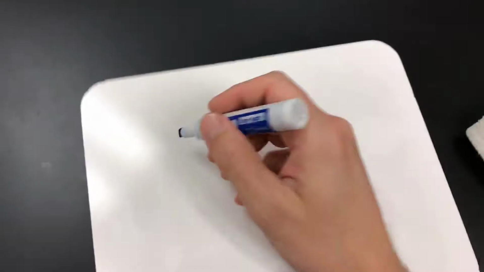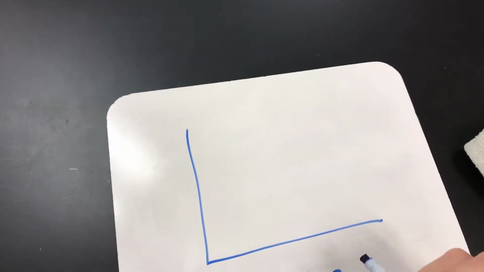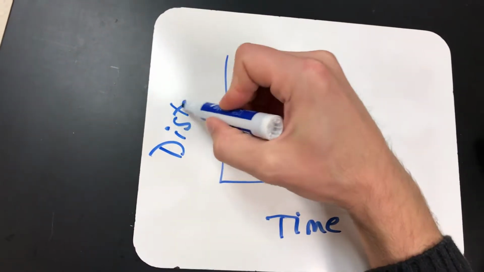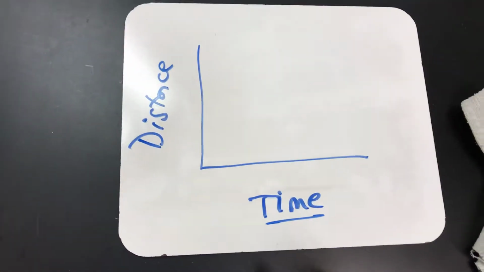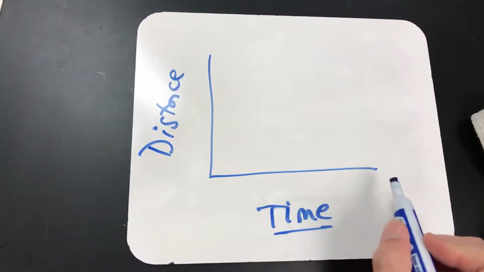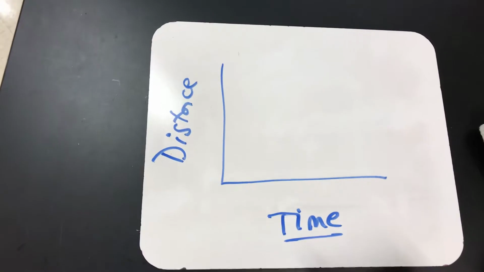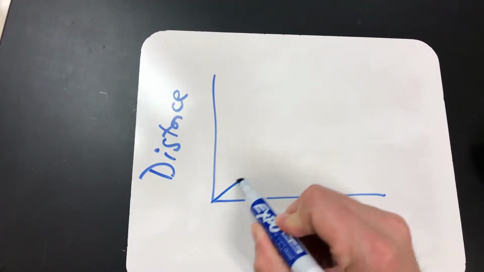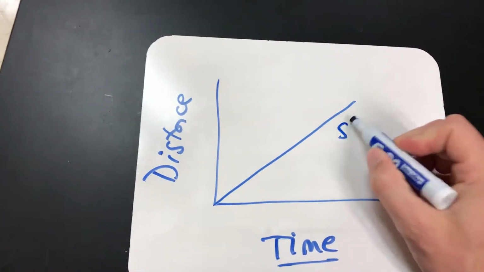Today we looked at distance and time graphs. The time would go along the bottom, and then the distance goes on the y-axis, because time is your independent variable. As the time increases, the distance is going to be the responding variable. So if you see a nice regular diagonal line, this would be moving at a steady pace.